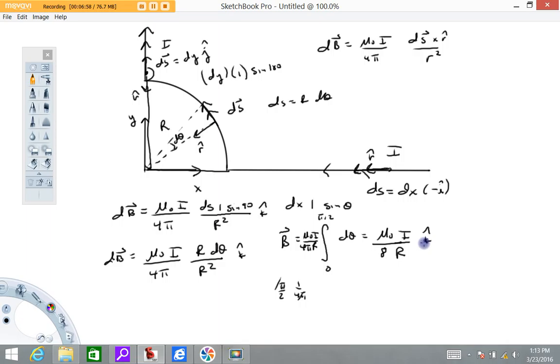You know, it's just a matter of, in every problem, you draw the ds vector that's always in the direction of the current. You draw the r hat vector that always points towards the point you're interested in, right? So did that here, ds in the direction of the current. R hat points to this spot. Right here, the ds vector points up. R hat points to this spot. Then you evaluate the ds cross r hat. And then you work out the integral.